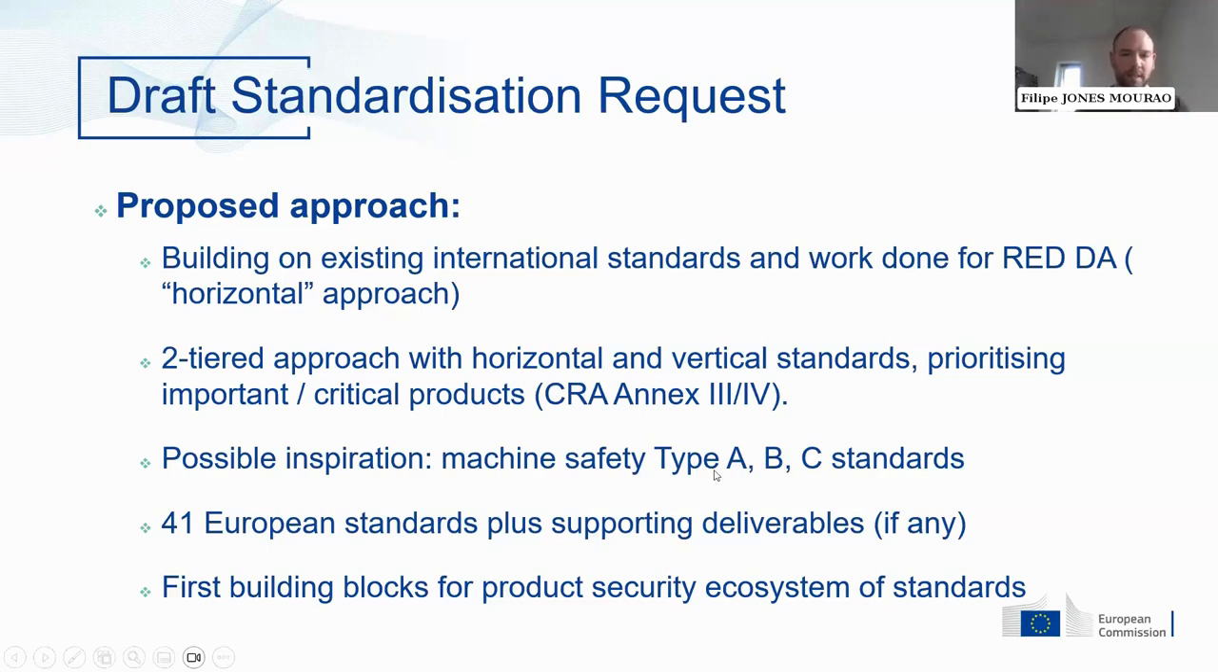But ultimately, for the standardization request, the draft standardization request currently asks for 41 European standards and then any supporting deliverables that the SOs care to make. Things like catalogs of risks or threats, catalogs of security requirements, catalogs or taxonomies, or anything else that can be useful for the ecosystem. It would be great if they can develop it. If you think that the ecosystem needs something, please come and develop it. We want to hear it. We want to see it. We want the ecosystem to step up. We want the ecosystem to have documents that it can refer to because that supports the maturity of the ecosystem.